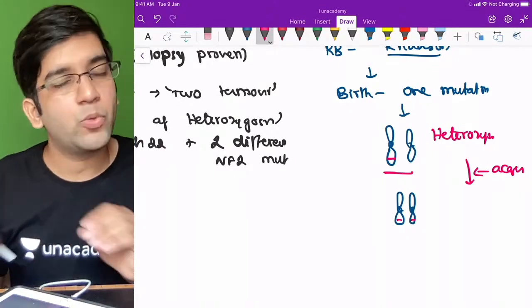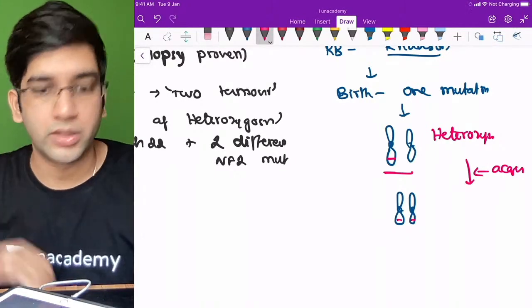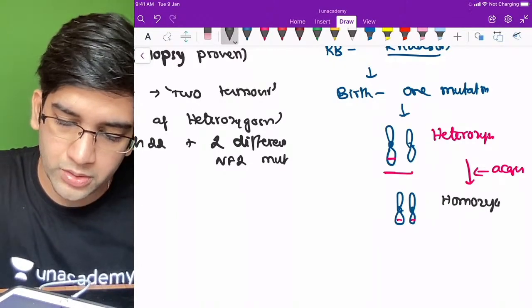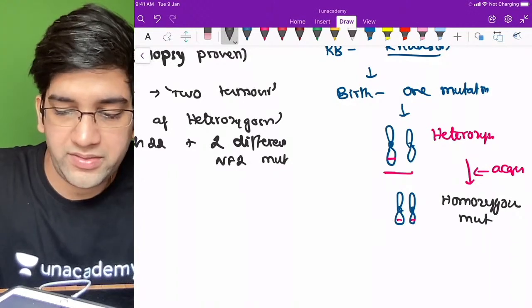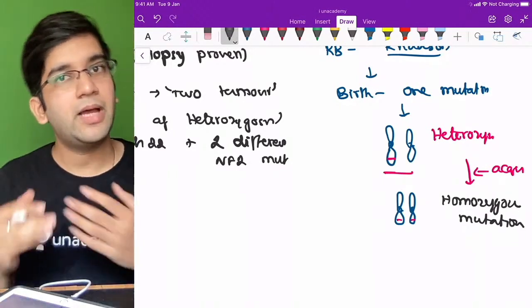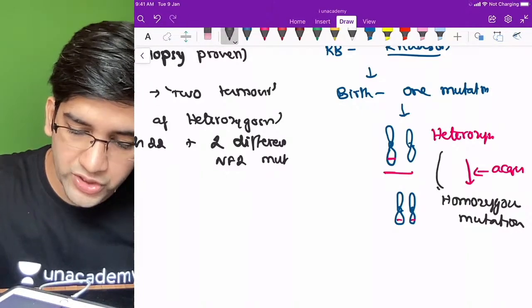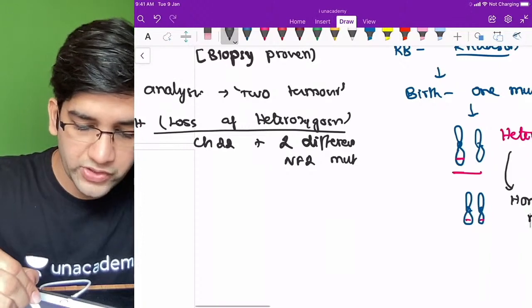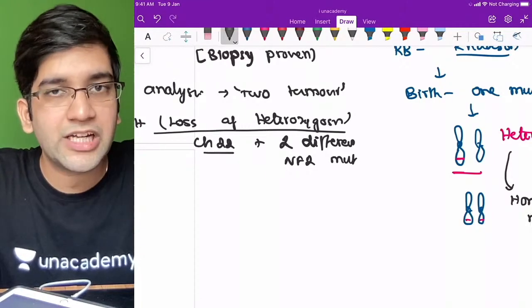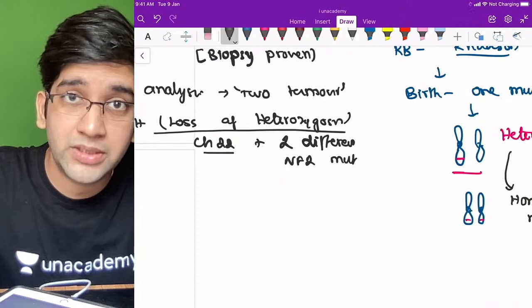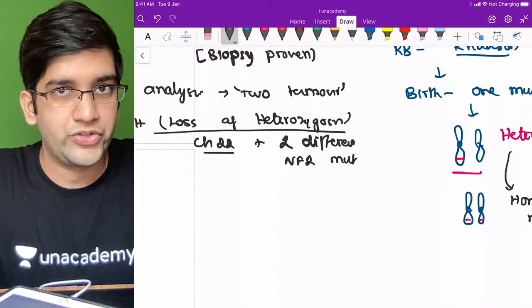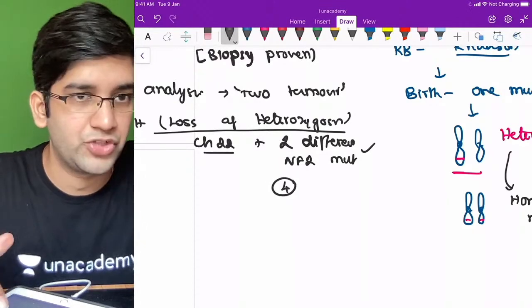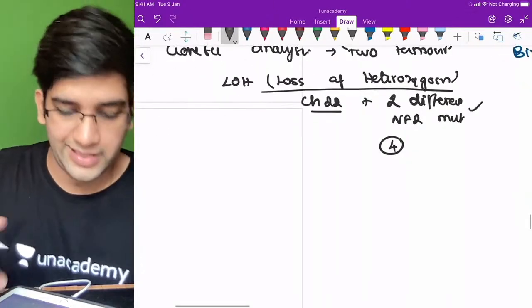When both become mutated, I'm going to call it homozygous. Homozygous mutant, not homozygous normal. When this happens, I'll have homozygous mutant. Homo means same, that's all, right? Both of them are same and both of them are mutated. So this from heterozygosity becoming homozygosity is called as loss of heterozygosity, right? When I say loss of heterozygosity for chromosome 22, the SMARCB1 mutation is present at birth, one is acquired, so the loss of heterozygosity happens, and I should have the 2 NF2 mutations, which takes it to the 4-hit pathogenic model, right? That's my molecular based diagnostic criteria.